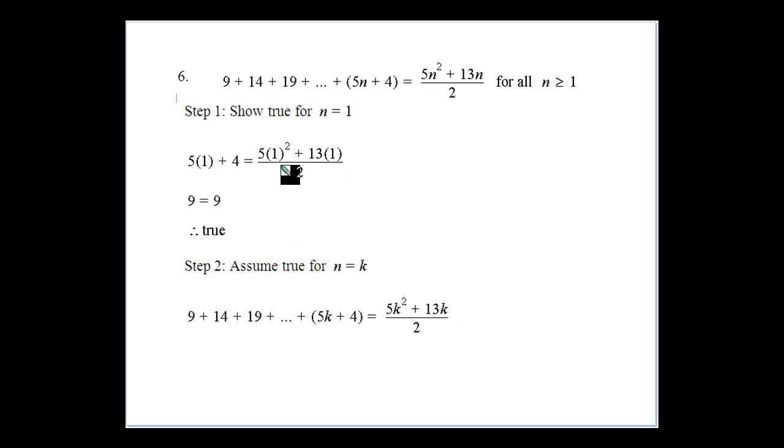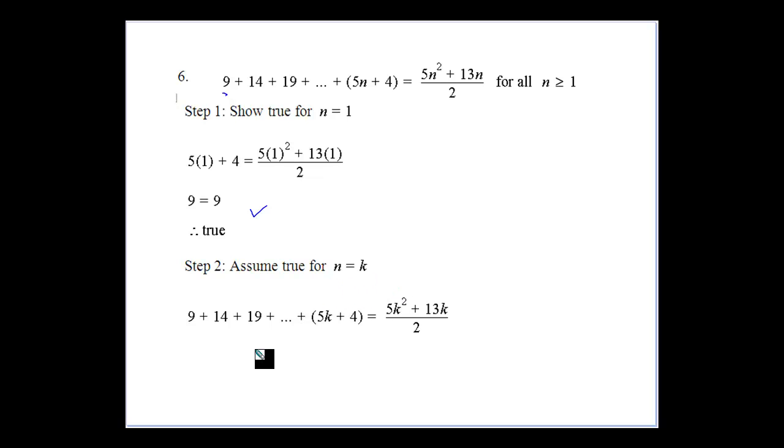Question 6. This one here is a sum of 5m plus 4, which looks like it's going to be an arithmetic progression. And it comes down to a general sum here of (5n squared plus 13n) over 2. A little bit nastier. Does it work for n is equal to 1? We'll substitute 5 times 1 plus 4, which is our first term, 9, and gives us 5 lots of 1 squared plus 13, so 5 plus 13, it's 18 divided by 2, 9. It works for the first term.